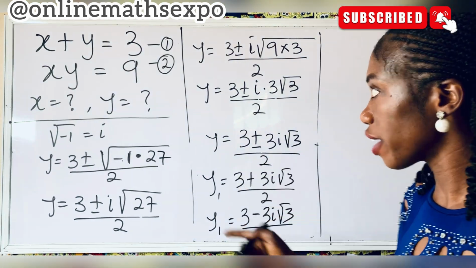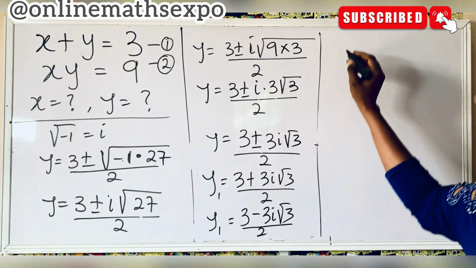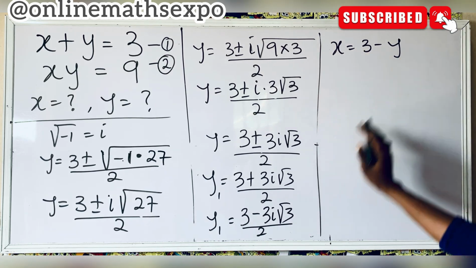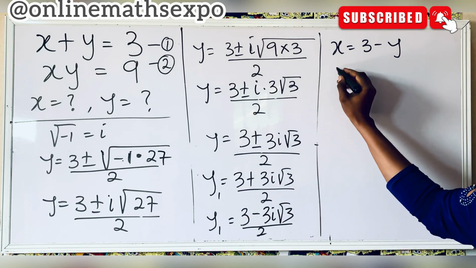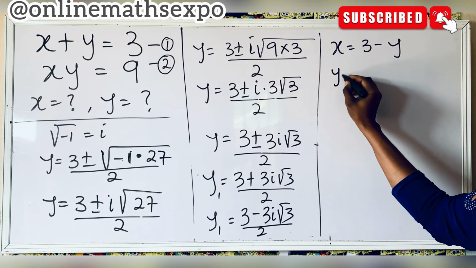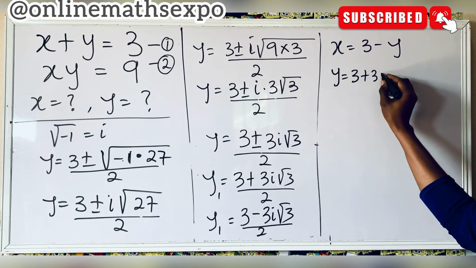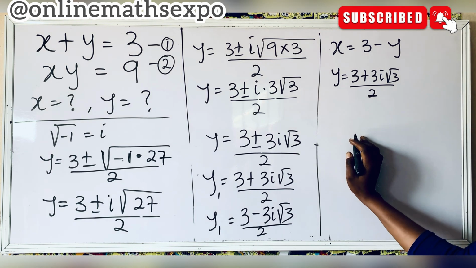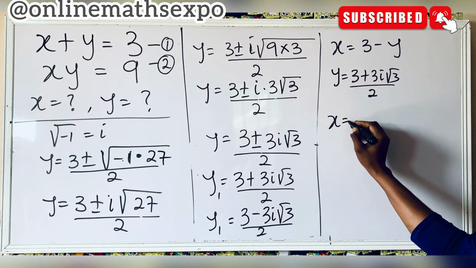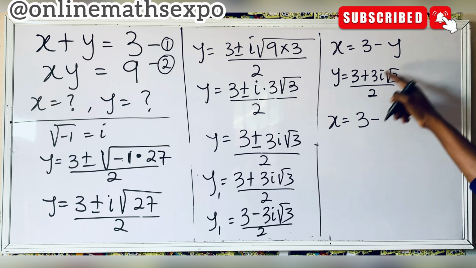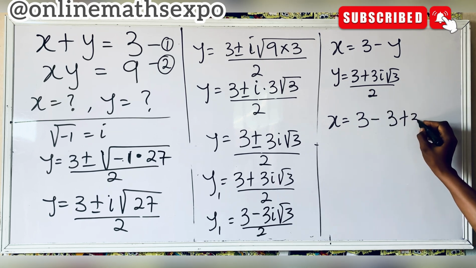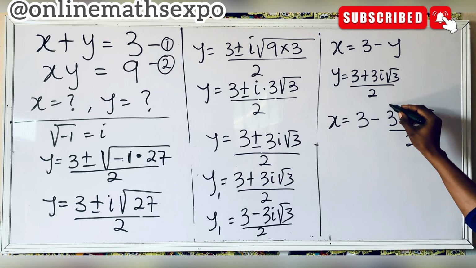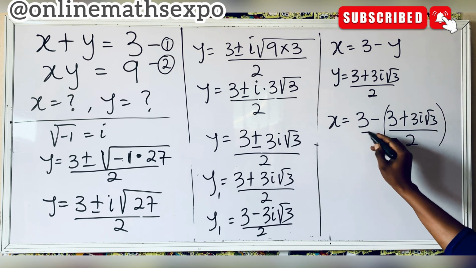So having gotten y, let's get the value of x. Remember we said x is 3 minus y. So when y is 3 plus 3i root 3 over 2, let's know what our x will be. So x will be equal to 3 minus this y, so 3 minus (3 plus 3i root 3 over 2). Okay? Remember, this 3 is together over 1.